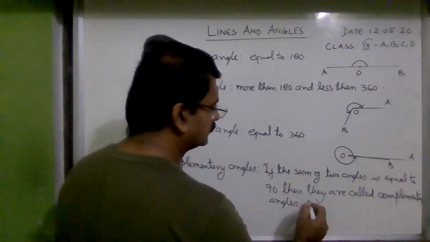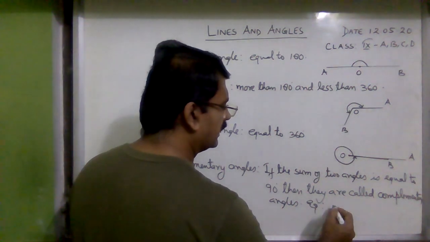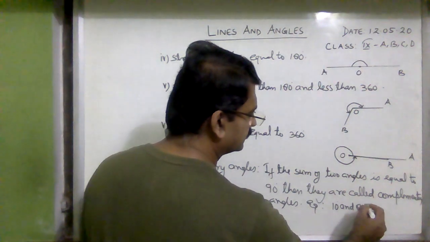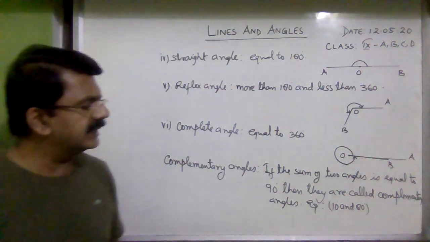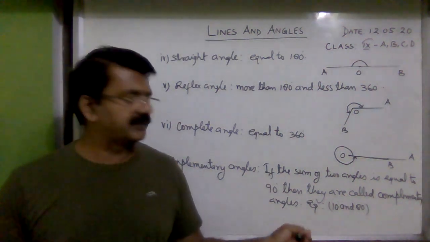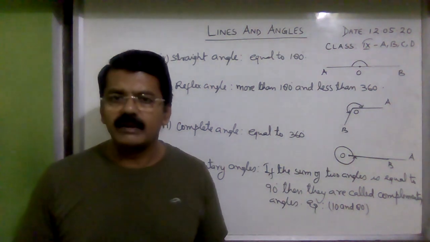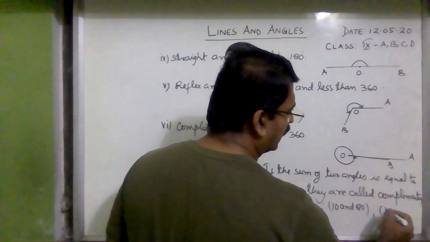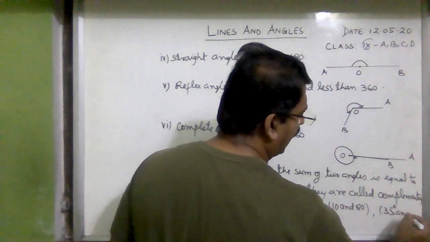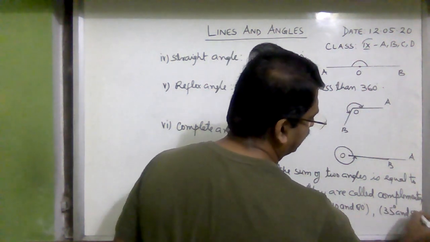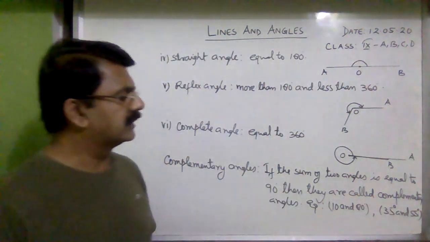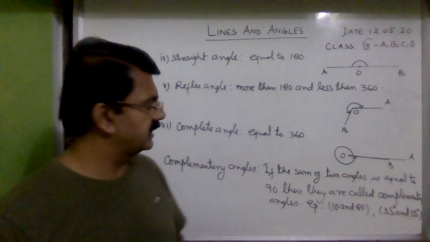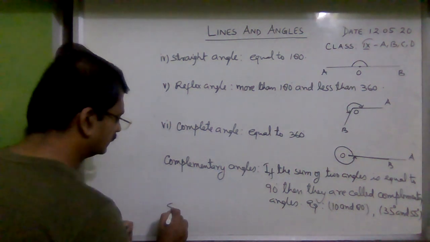For example, say 10 degree and 80 degree, because the sum of 10 and 80 will be 90 degree. One more example we can see 35 degree and 55 degree, because if you add 35 and 55 it will give you 90. So they are all complementary angles.